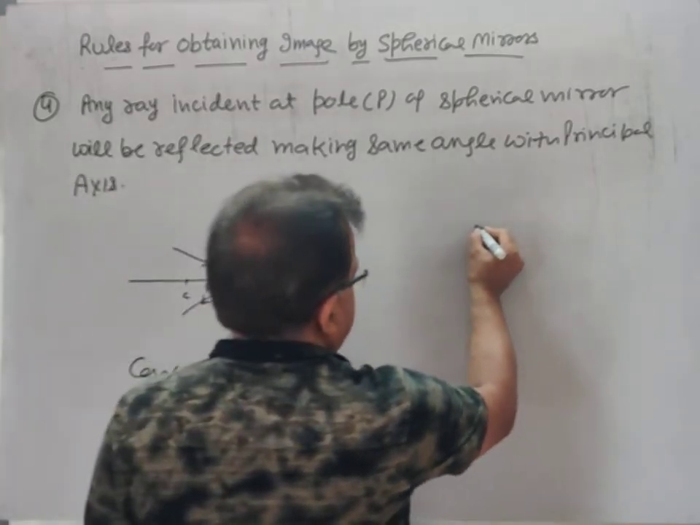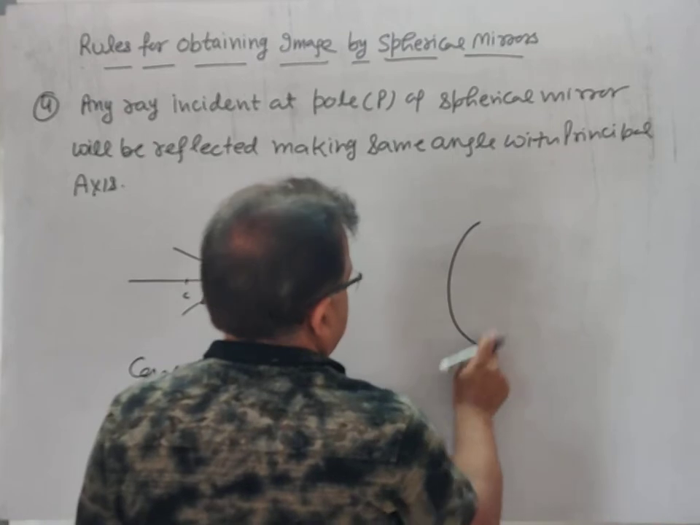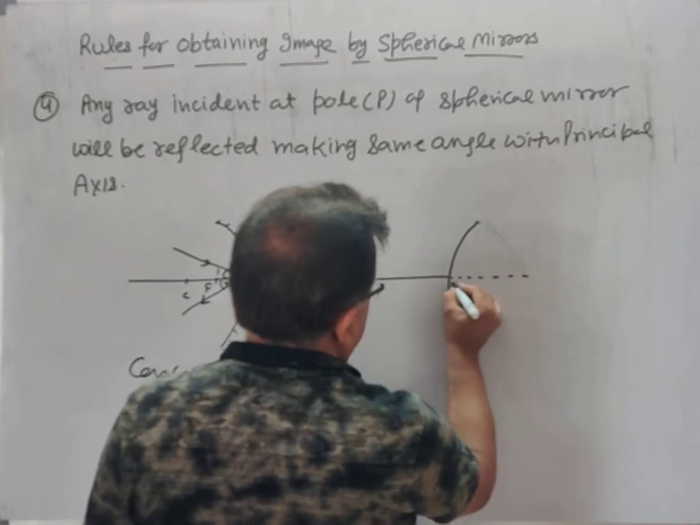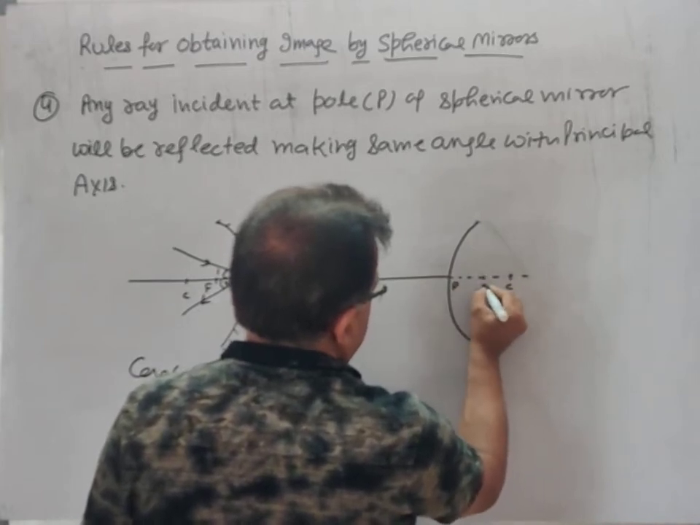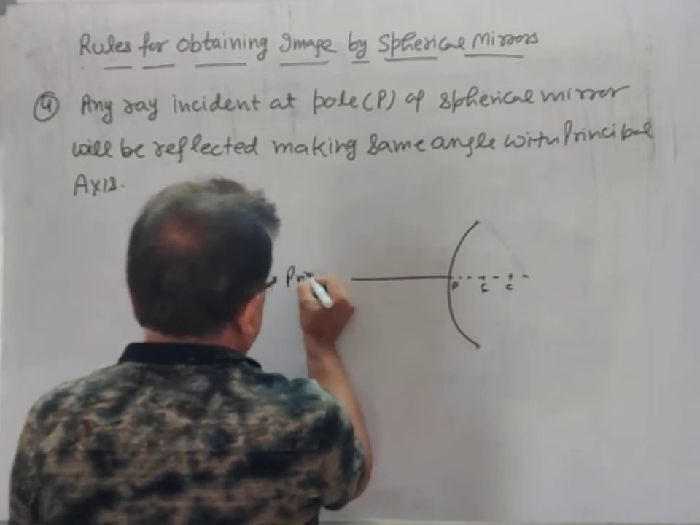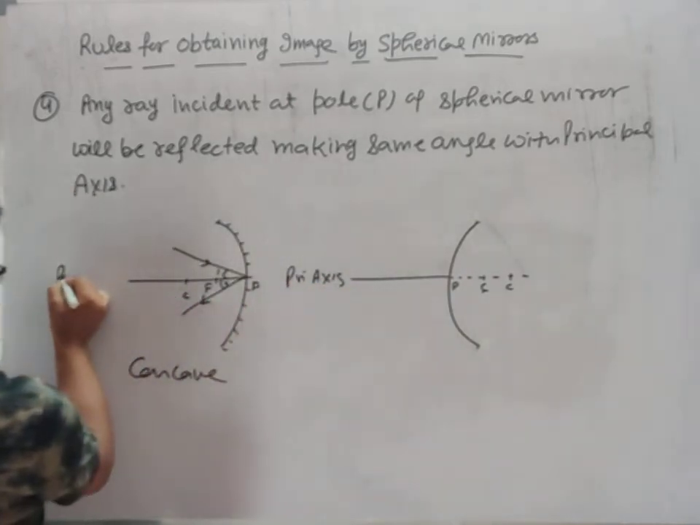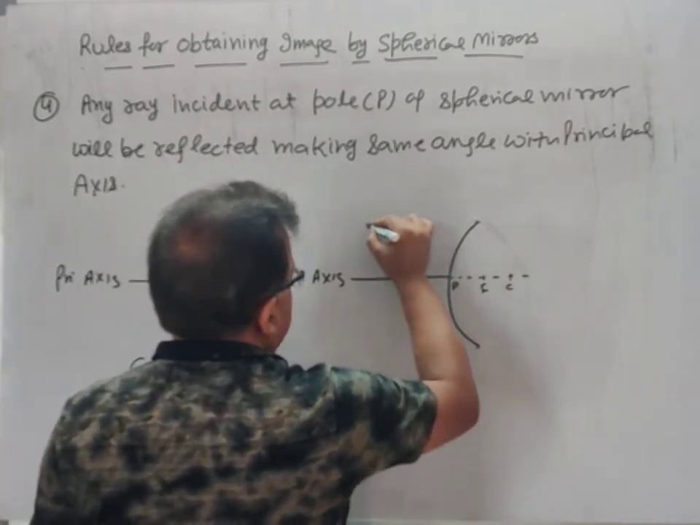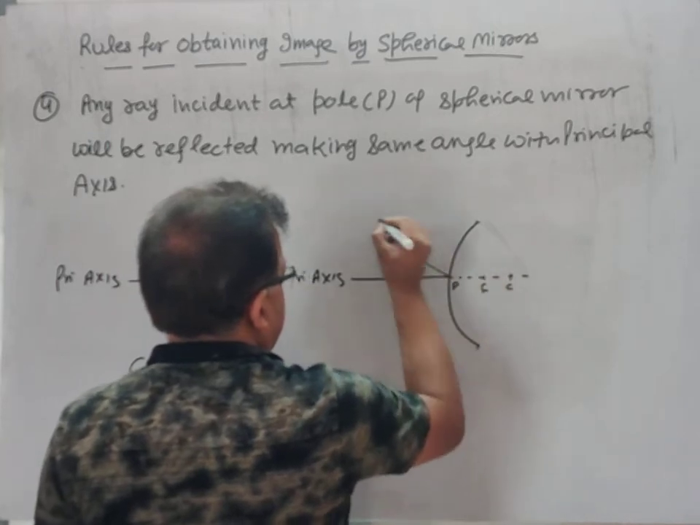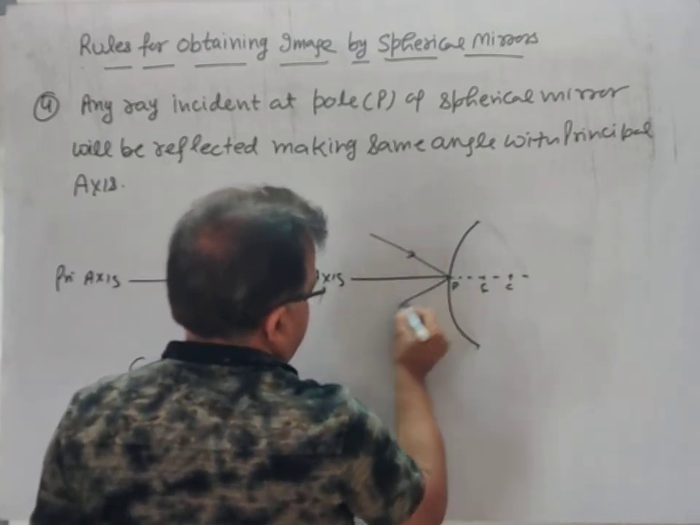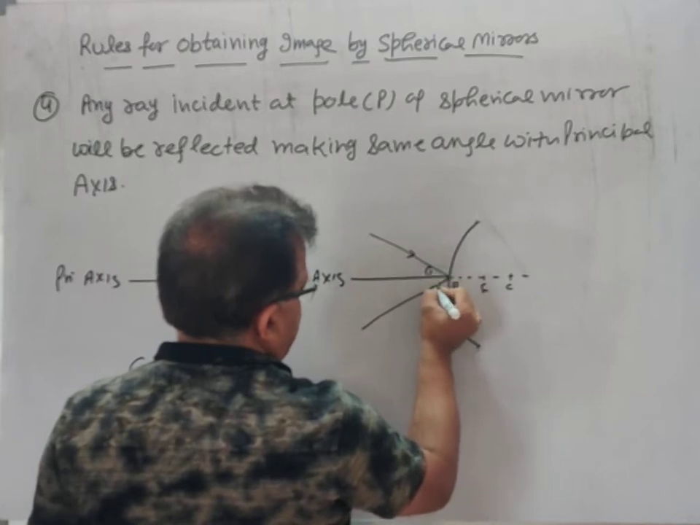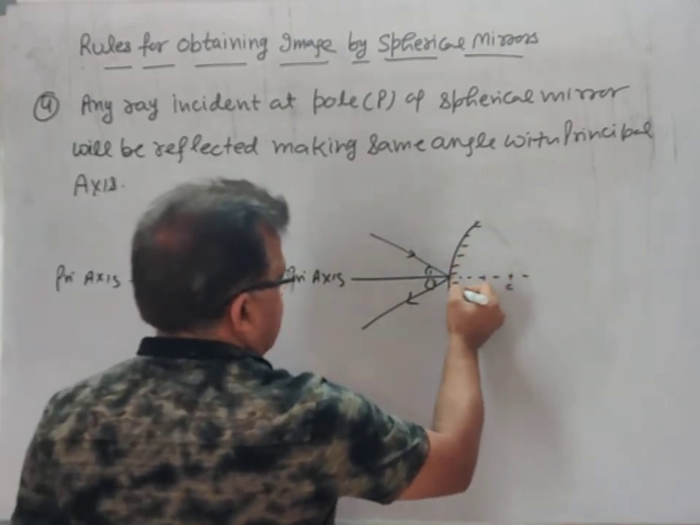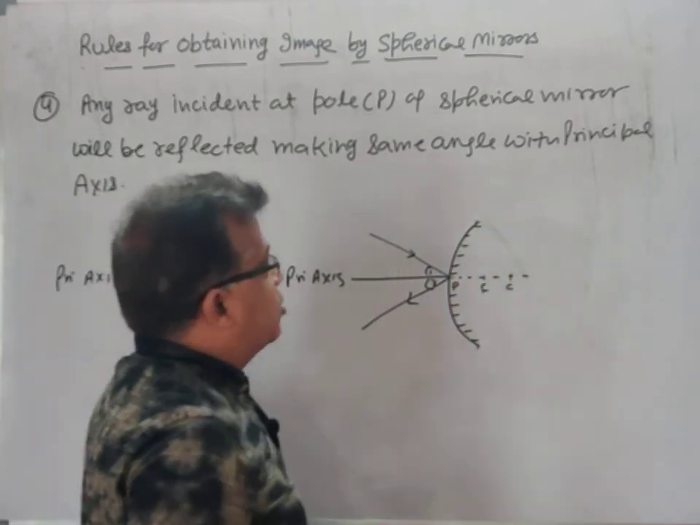And in case of this, P, C, F, principal axis, incident ray, reflected ray, angle I, angle R, both must be equal. So these are the four rules.